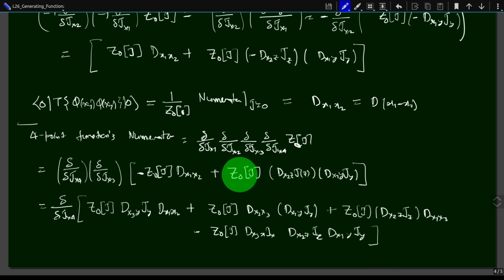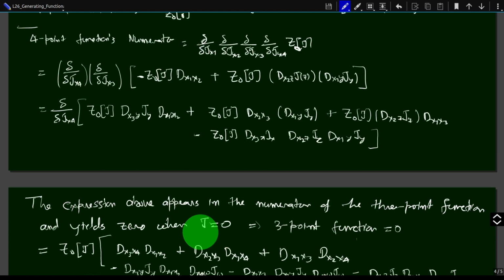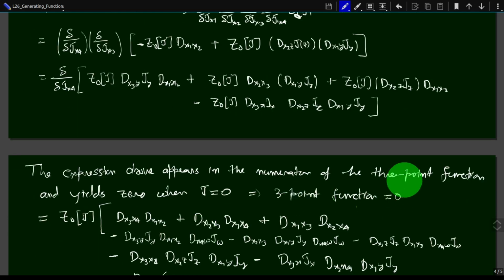The third possibility is when the j derivative acts on z0j, then it brings with a minus sign z0j, x3x jx, zx2 z, zz, zx1 y, jy. Okay, so you have three different integrals there. Now, the guy sitting inside the bracket is the numerator for the 3-point Green's function. If I put j equal to 0, that gives me 0. So the 3-point Green's function will be 0 because everything is proportional to j. Here one factor of j is there, here one factor of j, here one factor of j, and there are three factors of j.